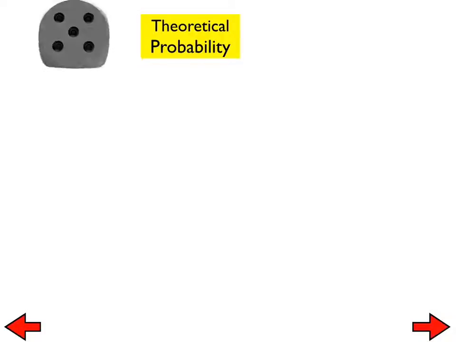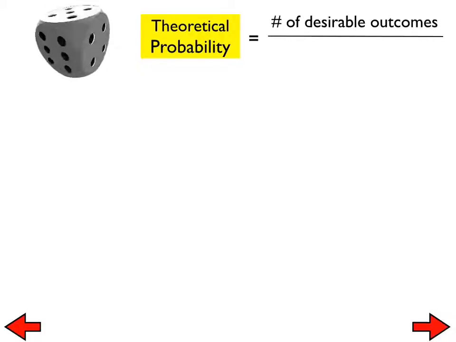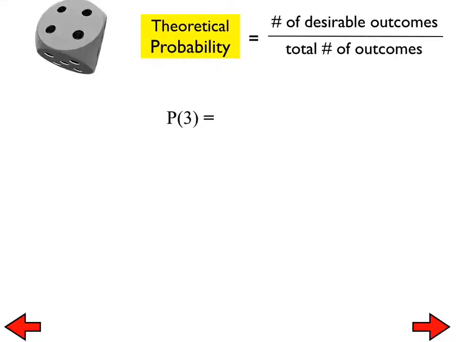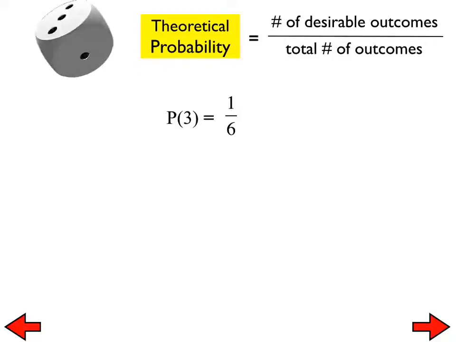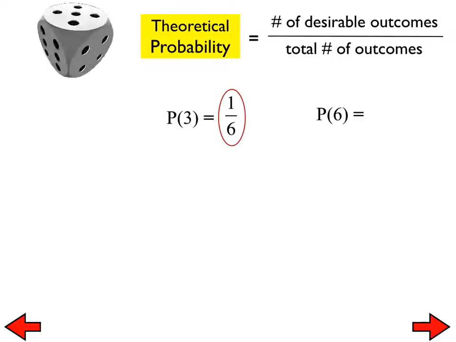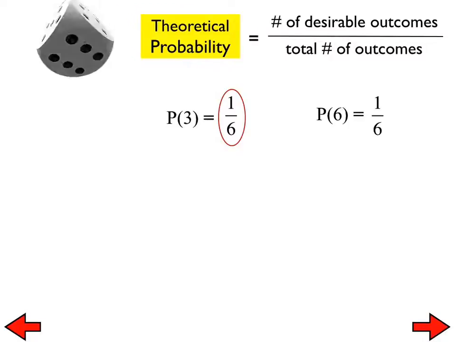Now we have a number cube. We're on the back side of your notes now. Theoretical probability, remember, is the number of desirable outcomes over the total number of outcomes. We found that the probability of rolling a 3 was, of course, 1 out of 6 earlier, and the probability of rolling a 6 is also 1 out of 6.